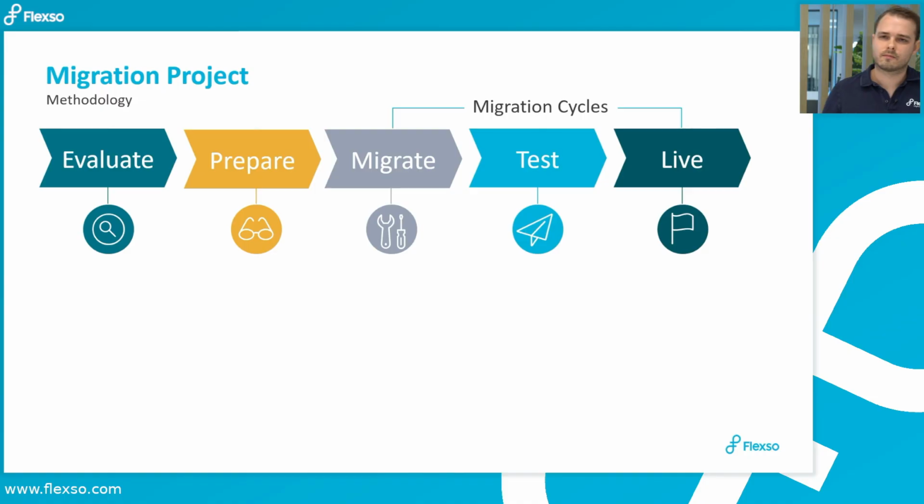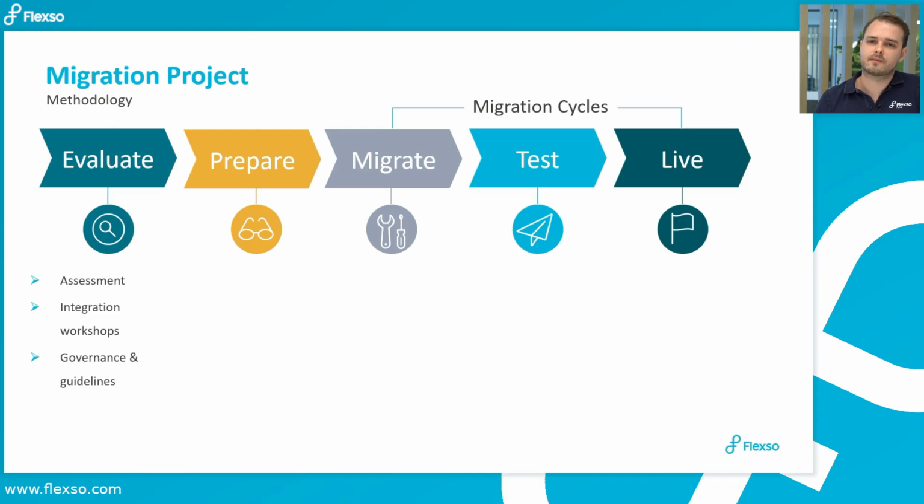Yes, thank you, Maxim. So we've now seen some details on the assessment part, but a migration project is much larger. We've divided it up in 5 phases, starting with the evaluation phase, a prepare phase, and then we work with migration cycles, where the first step is the actual technical migration, then testing and go live. Now, some more details for each phase. The evaluation phase we already covered. You do the assessment, you do any necessary workshops. If you want to go very detailed, that's also possible. But the goal is to have proper governance and guidelines ready before starting the project.